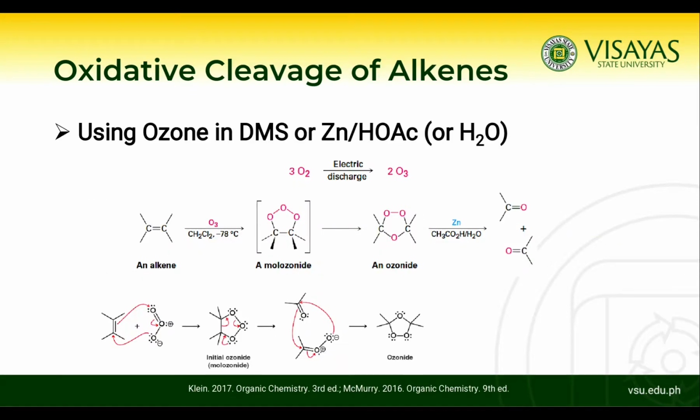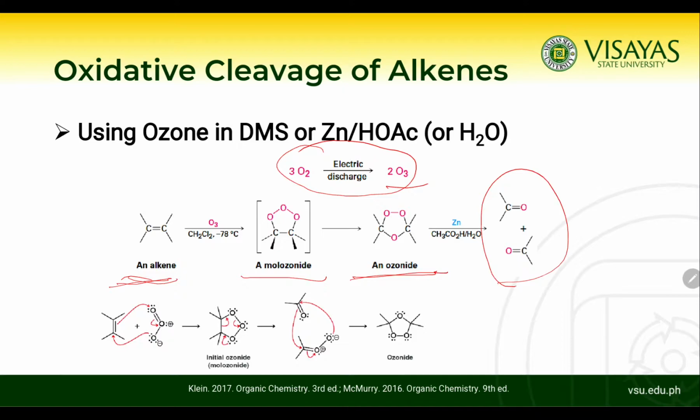So using ozone in DMS or zinc in acetic acid, these are the steps. First, we use ozone. So how is ozone formed? This is the equation. So we use electric discharge on oxygen to produce the ozone. Okay, so the alkene will now react with ozone to form this molozonide. So this is the structure of the molozonide. Then it rearranges to form the ozonide, and then we now form the carbonyl-containing compounds. Okay, so this is the mechanism in producing the molozonide and the ozonide.